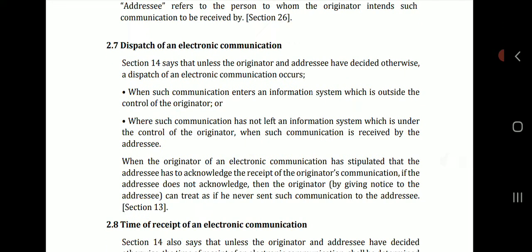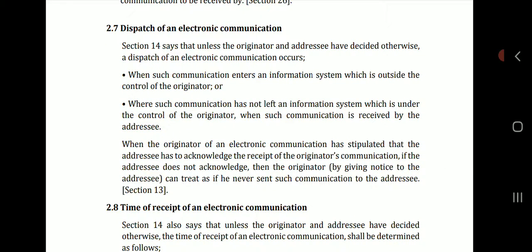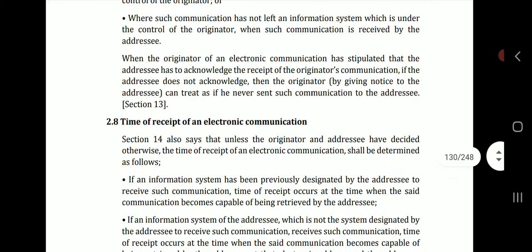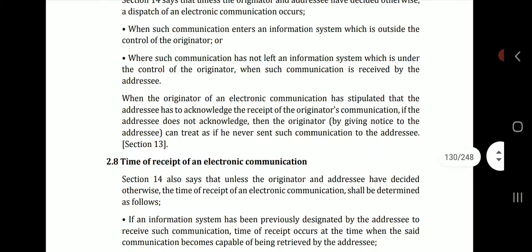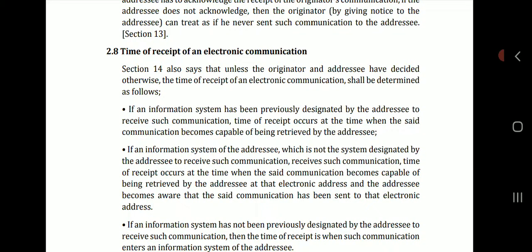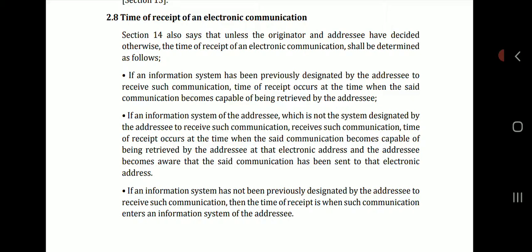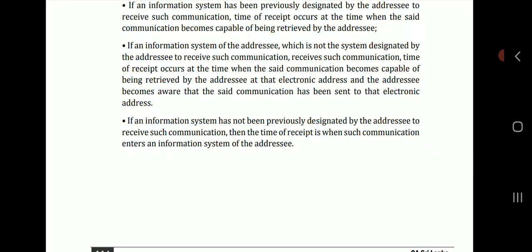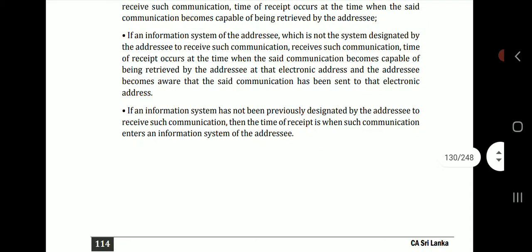Dispatch of an electronic communication. Section 14 says that dispatch occurs when such communication enters an information system outside the control of the originator, and the section 13 also says something similar to that. Time of receipt of an electronic communication: section 14 says that unless the originator has decided otherwise, receipt of the electronic communication shall be determined as follows. If an information system was previously designated by the addressee to receive such communication, the time of receipt occurs when the communication becomes capable of being retrieved by the addressee. If it is sent to an information system of the addressee which is not the designated system, receipt occurs when the communication is retrieved.